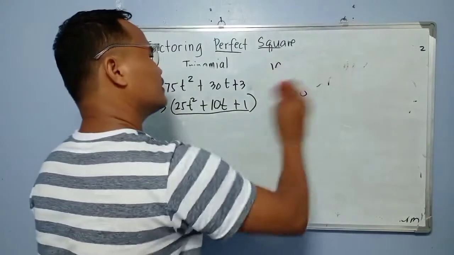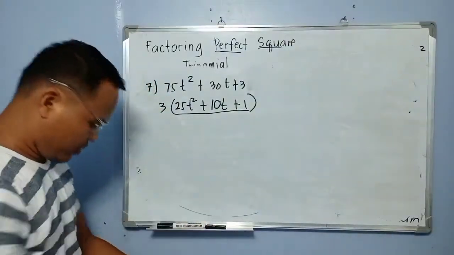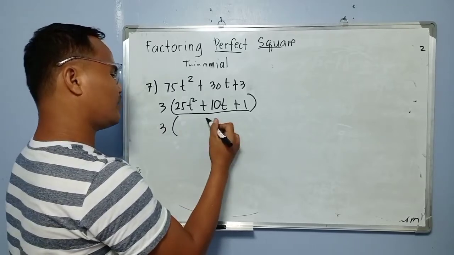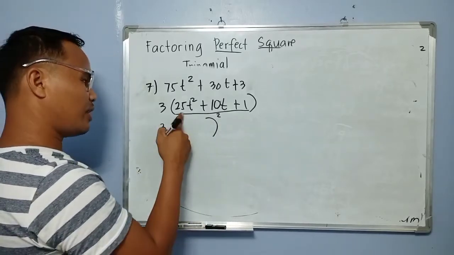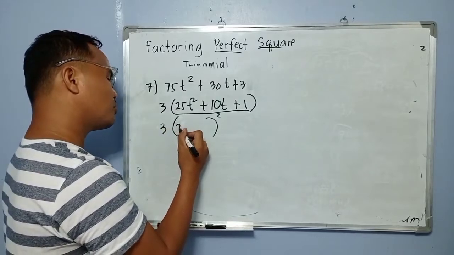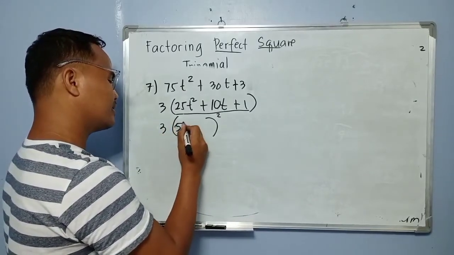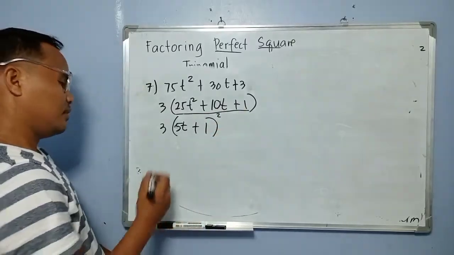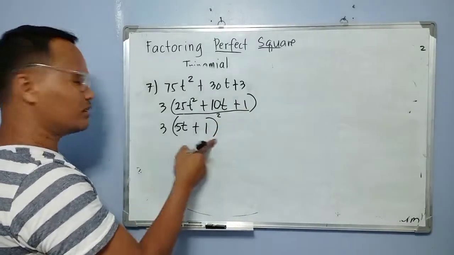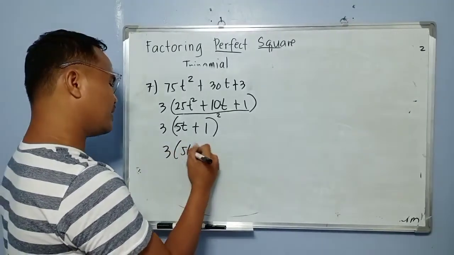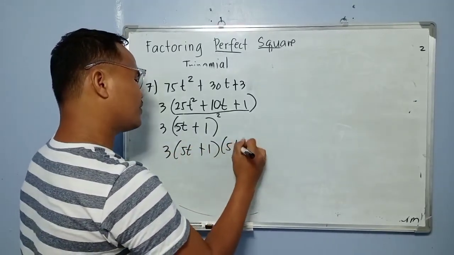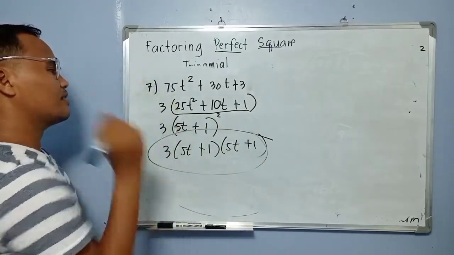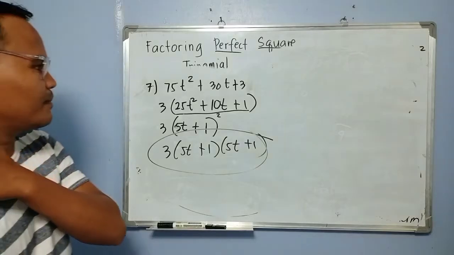So we can factor this because it is a perfect square trinomial. Keep the 3, and create a square of a binomial here. The square root of 25t squared is 5t, plus the square root of 1, which is 1. Then rewrite this in factored form: 3 times 5t plus 1 times 5t plus 1. So these are now the factors of 75t squared plus 30t plus 3.